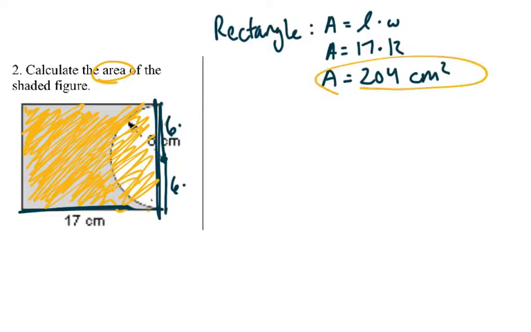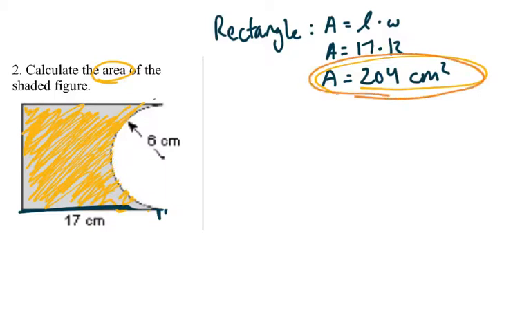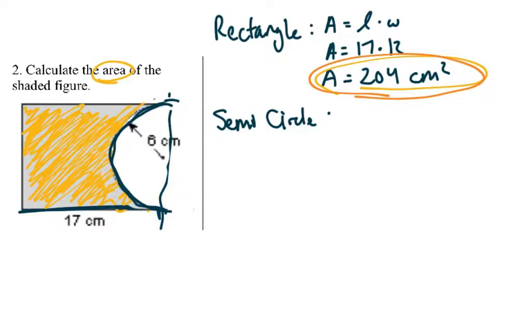Now if we think about this, what happened here was that it's like they got a bite taken out of it, right? All of this stuff got removed. So we need to figure out how much to subtract from our rectangle here. This shape is a semicircle. We have an area formula to calculate the full circle, so let's use that and then divide our answer in half. So we can write semicircle.